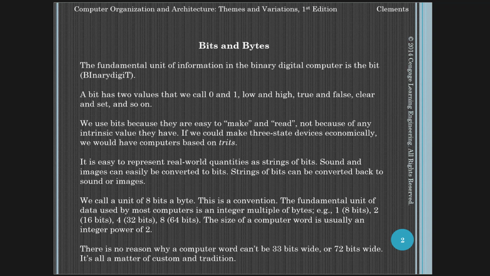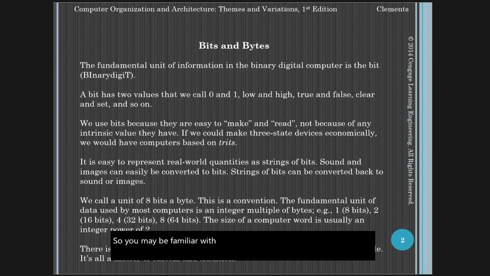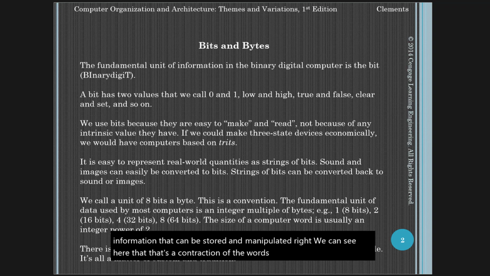So you may be familiar with the bit. This is the smallest quantity of information that can be stored and manipulated, right? We can see here that that's a contraction of the words binary digit, a bit. And a bit can take a value of 0 or 1, and it's indivisible because it cannot be subdivided into any smaller unit of information. So this is why we say this is the smallest quantity of information that can be stored and manipulated.